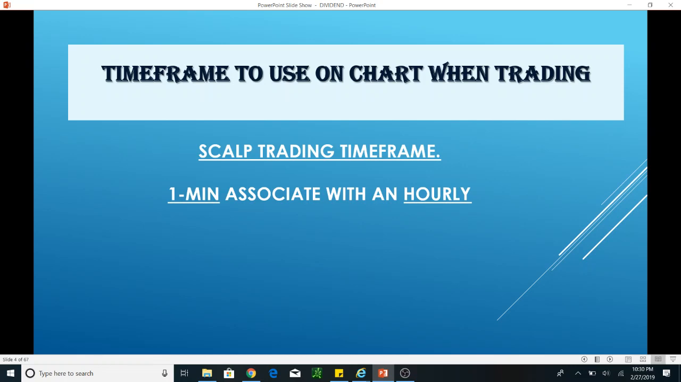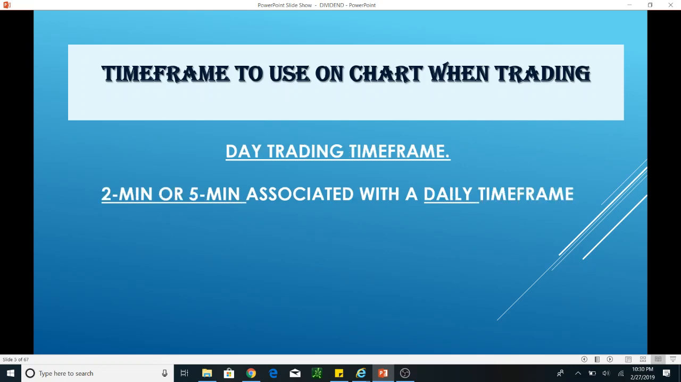So the main time frame that you want to use is 1 minute. Sometimes some people have access to 1 second, 2 second, 3 second, but the average trader wants to use 1 minute associated with an hourly chart. Because you want to be watching an hourly chart, and with a 1 minute chart time frame, you can take a decision, get in a stock quickly and get out. Let's look at the next one.